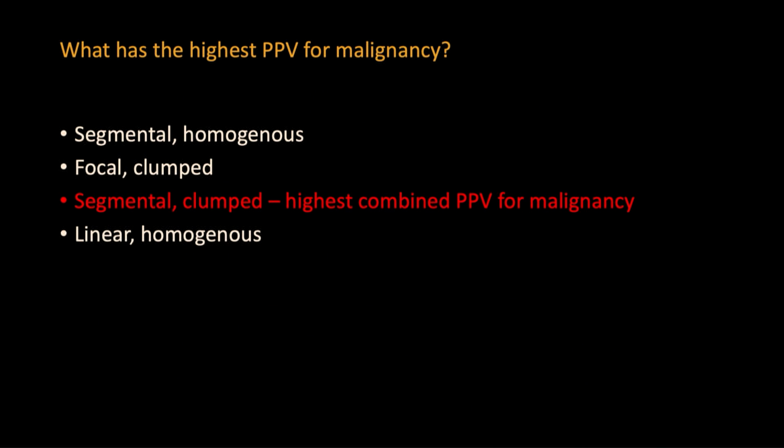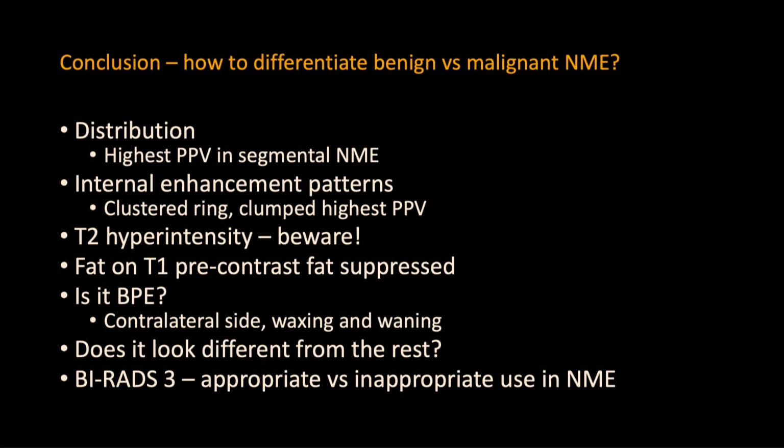So those are my cases, and we reviewed the morphology and distribution, and segmental clumped has the highest combined PPV for malignancy. So in conclusion, how do we differentiate benign and malignant NME? Look at the distribution, look at the internal enhancement patterns, beware of T2 hyperintensity, use your T1 pre-contrast non-fat suppressed images to see if there's fat in the area. Think about, is it BPE? Does it look different from the rest? And be aware of appropriate and inappropriate uses of BI-RADS 3 in NME. Thank you.